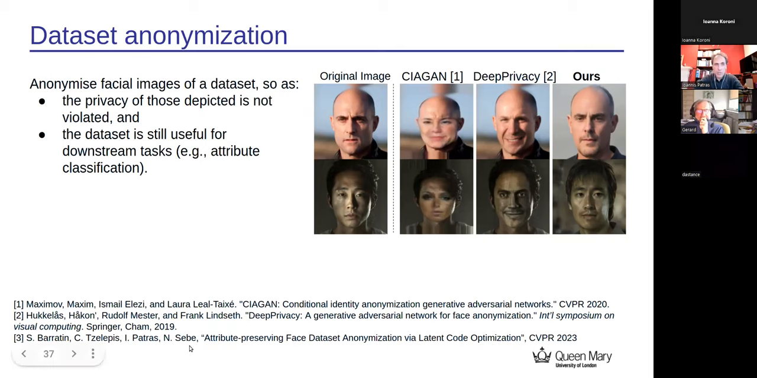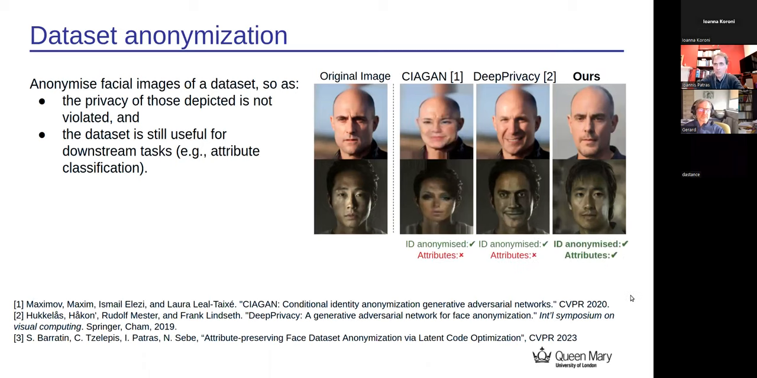This is a paper that was accepted yesterday. It is going to be presented at CVPR 2023. The idea is that we start with an image and then we generate an artificial image that has all the properties, or as many properties as possible, of the original image, except for the identity. The paper will come out very soon. You can have a look at it. What is important here is the application.